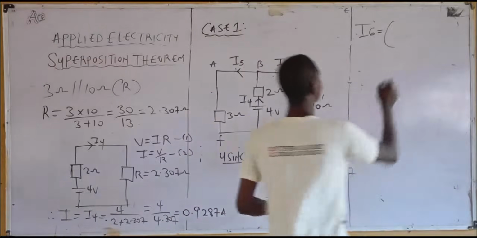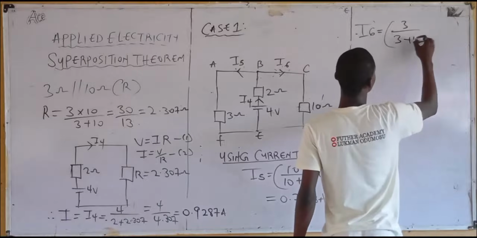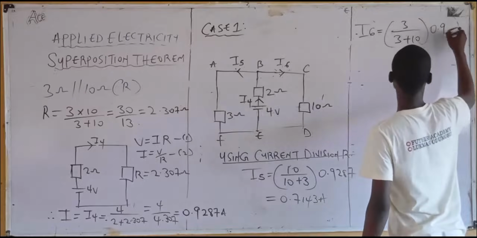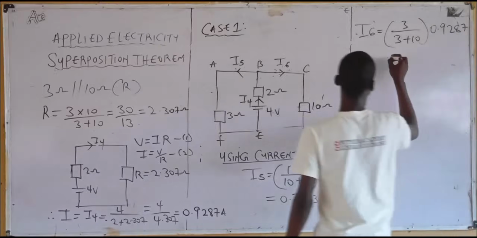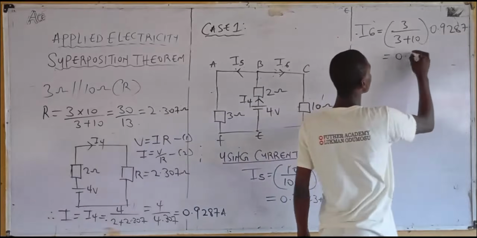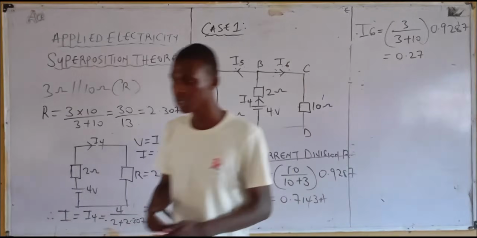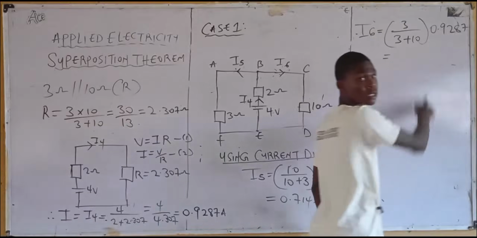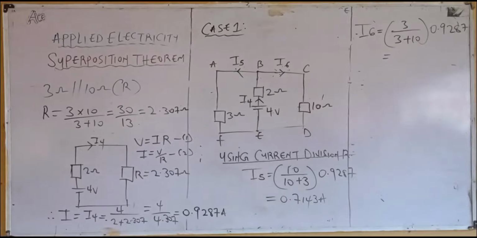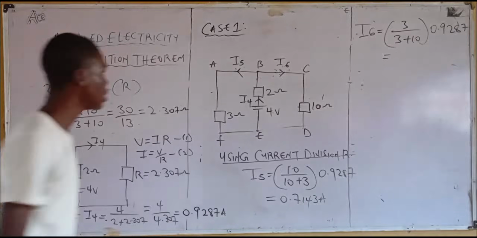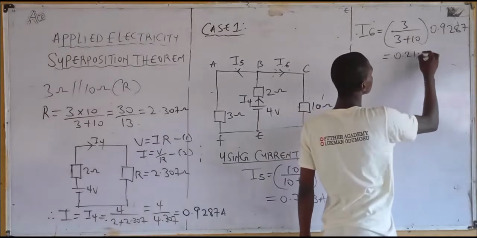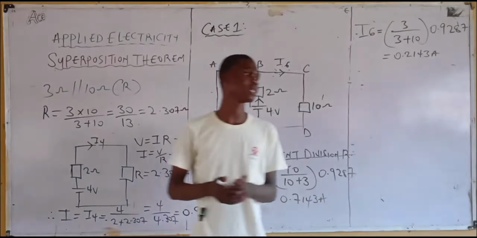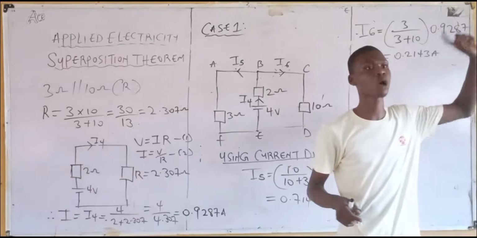Now I6, what's the value of I6? That's 3 over 3 plus 10 multiplied by 0.9287. Please give me the answer. 0.2143. I'm having 0.2143 here. 0.2143 ampere. Any question?